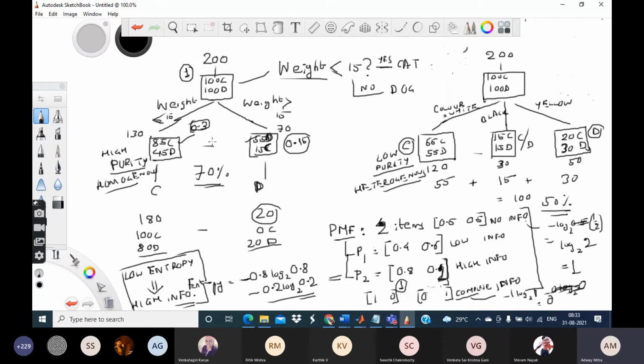Additionally, we also need to consider the fact that it may happen that there is one subset which has low entropy, but that's purely because it has a small number of elements in it. For example, in this case, this is pure, but it is also small. So we have to somehow take the size also into account. So now I define a term known as the information gain.